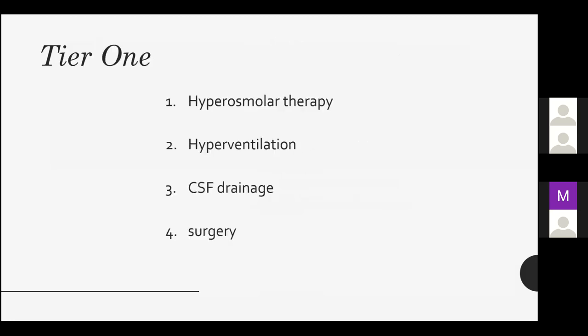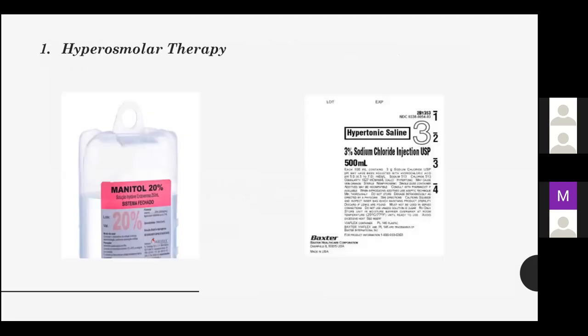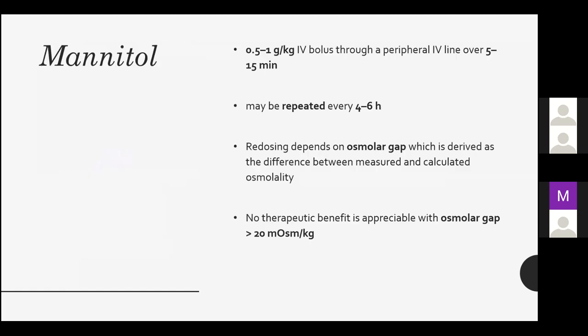Okay, tier 1 includes hyperosmolar therapy, hyperventilation, CSF drainage, and surgery. So let's start with hyperosmolar therapy. There are two main things in hyperosmolar therapy. One is 20% mannitol. Everyone is familiar with that and everyone is using that. The other thing is 3% hypertonic saline. Literature says both are equally effective in reducing ICP.